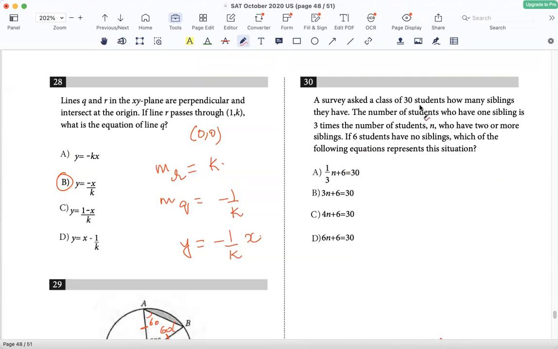Okay, so 6 students have no siblings. So out of 30, 24 have some siblings, right? Number of students who have one sibling is 3 times. Okay, so students with one sibling is 3n and students with 2 or more is n. So then 3n plus n is 24. So 4n is 24. Yeah, 4n plus 6 is 30 because 6 have no siblings. So 4n plus 6 is 30.